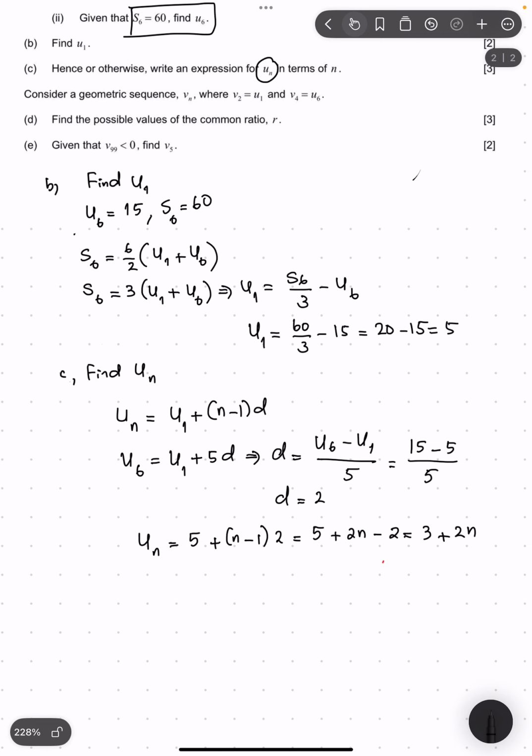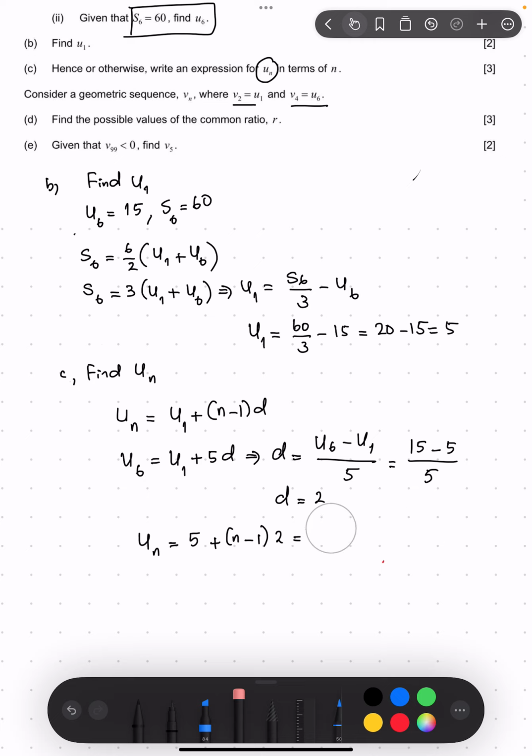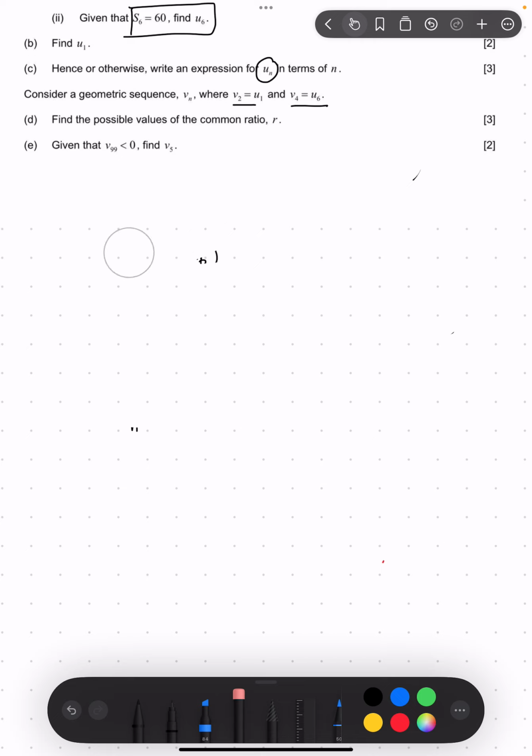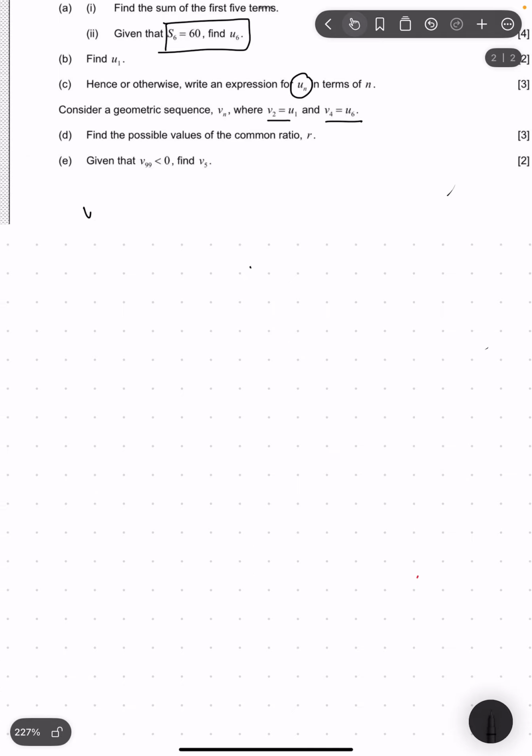And for the next question, they consider V2 equal to U1 and V4 equal to U6. So here, let me delete all of this first. You can screenshot it. Okay. So V2 equals U1, right? That means V2 equals 5. And V4 equals U6. That means V4 equals 15. Find the possible values of the ratio r. In this case, they want us to find r.